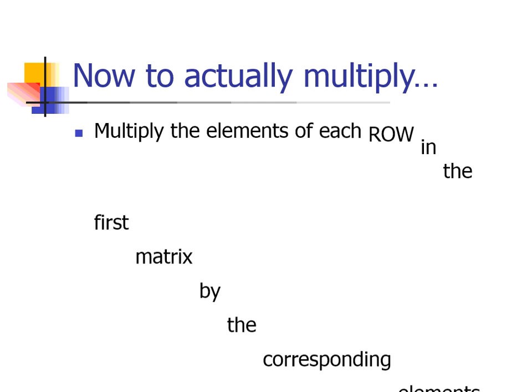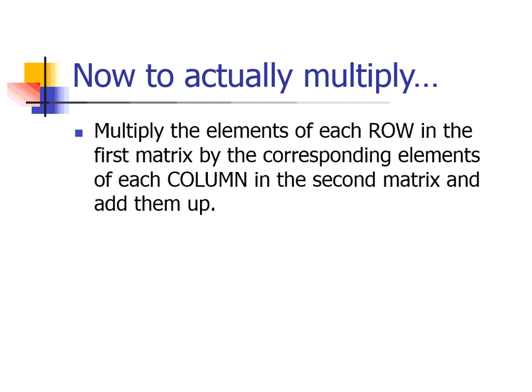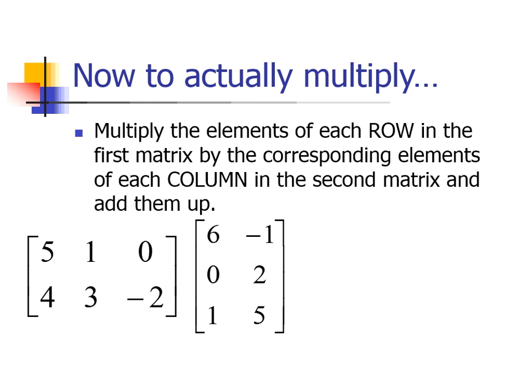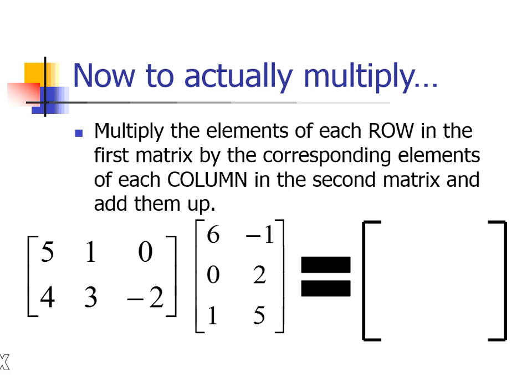So now let's actually get to multiplying these. To do that, we're going to multiply the elements of each row in the first matrix by the corresponding elements of each column in the second matrix and add them up. Okay, so we've got this matrix here. That is a 2 by 3. And that's being multiplied by a 3 by 2. So that means I will get a 2 by 2 matrix as my answer.